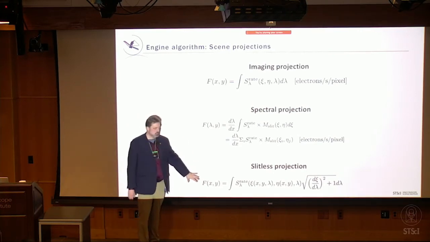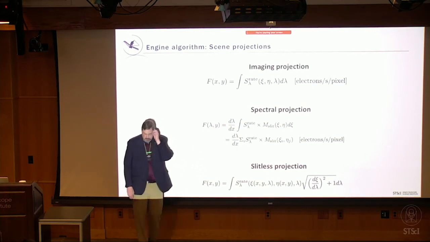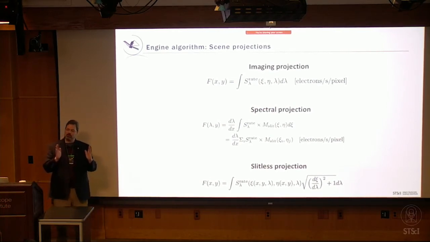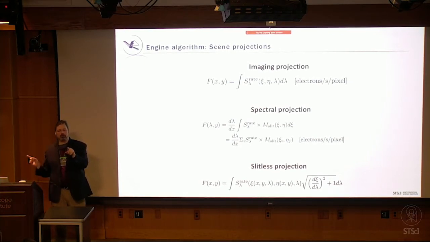Now there is a more exact version of this, and that's what we call the slitless projection. When you have slitless spectroscopy, you can't do this anymore because you don't have a slit anymore, so it means that every pixel encodes both spatial and wavelength information. And in effect, every pixel sees all wavelengths.